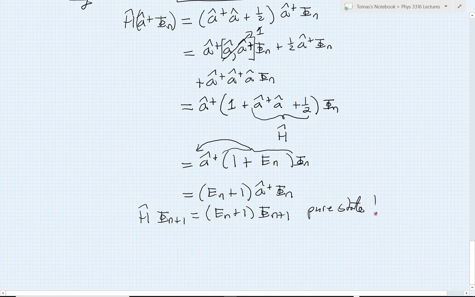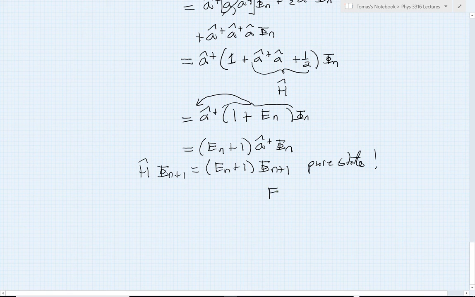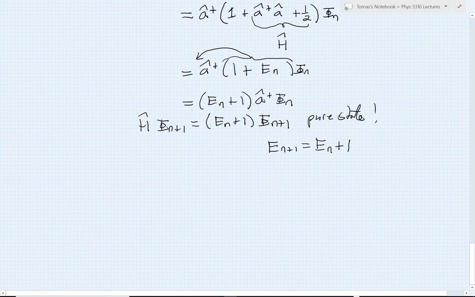And the second thing that we've proved is that the energy of this next state, E sub n plus 1, is nothing other than the energy of the preceding state plus 1. So that tells me that every time I create a new state, I'm just adding 1 unit of energy into the system. So therefore, phi n plus 1 is a pure state. Very good. That works. And I should write it this way: phi n plus 1, defined as just applying this dagger operator to phi n, is a pure state.